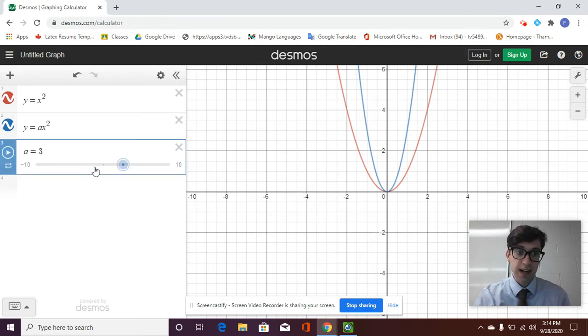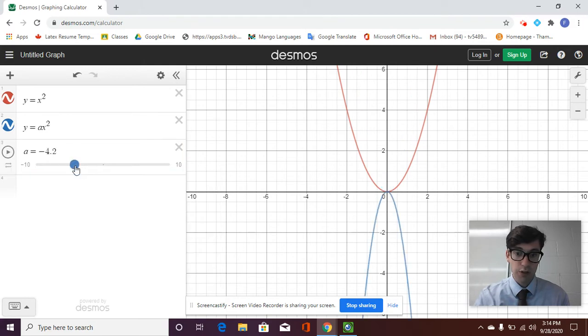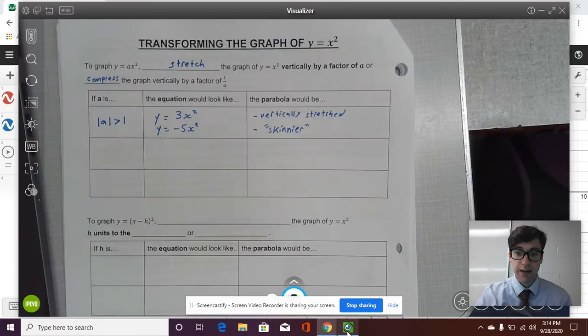Same thing if a is negative but larger than 1, it still is going to look skinnier. So if a is negative 10, I've stretched it by a factor of 10. We're not looking at the negative and positive right now, we're just looking at the absolute value or the quantity. If a is bigger than 1, it's going to stretch the graph.